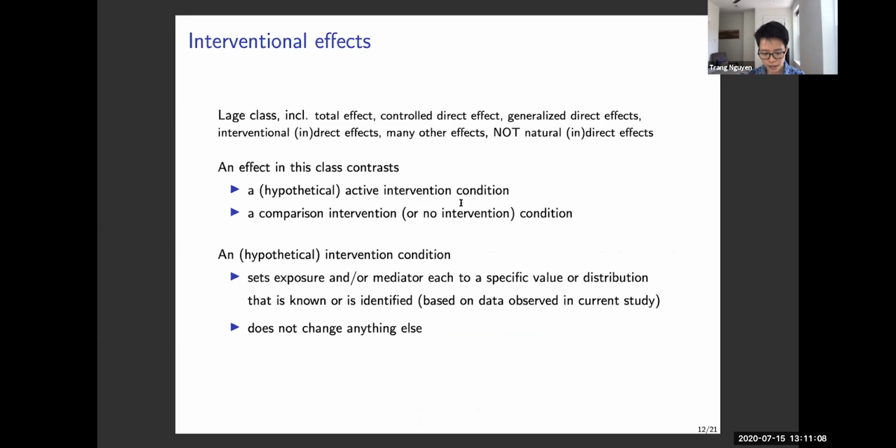This is a large class of effects, which includes a lot of the well-known and also less well-known effects in the literature, but not the natural direct and indirect effects. An effect in this class is a contrast between a possibly hypothetical active intervention condition and a comparison condition. And an intervention condition here is a condition that sets the exposure and or the mediator each to a specific value or to a distribution that is either known or is identified based on data observed in the current study. And this intervention doesn't change anything else.